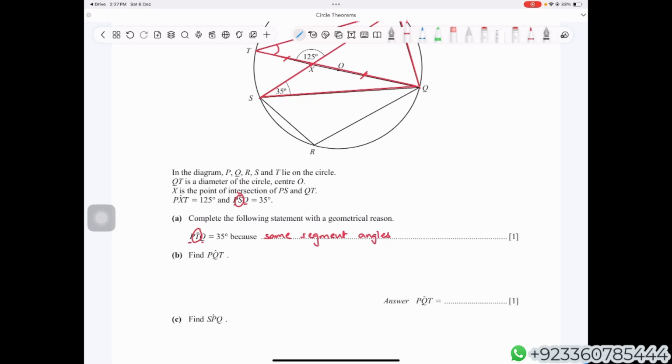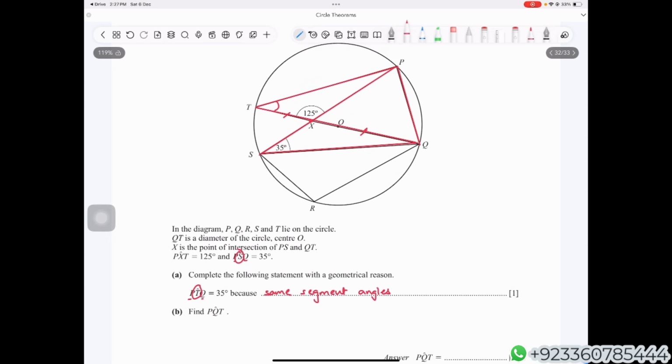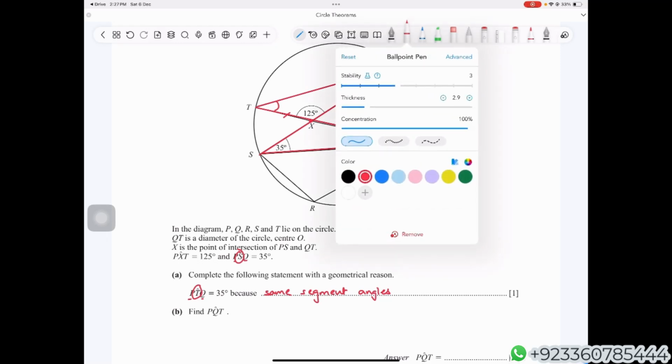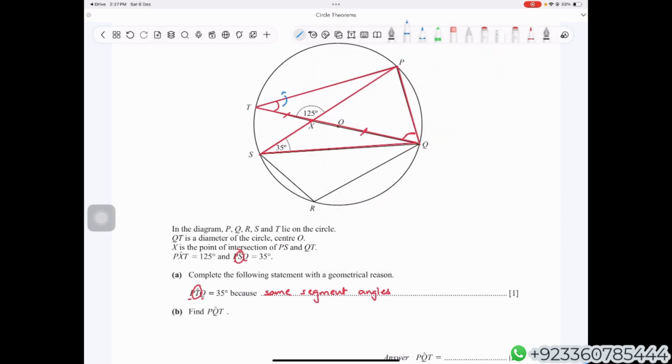Now you want to find PQT. PQT is this angle over here. Now can you see that we've already found PST, which is 35. So if I highlight this triangle, which is PTQ, this is starting from the diameter. So यहाँ पर जो हमारी chord है वो diameter है and angles from the diameter are always equal to 90 degrees. And now this is a triangle where this is 90 degrees, this is 35.